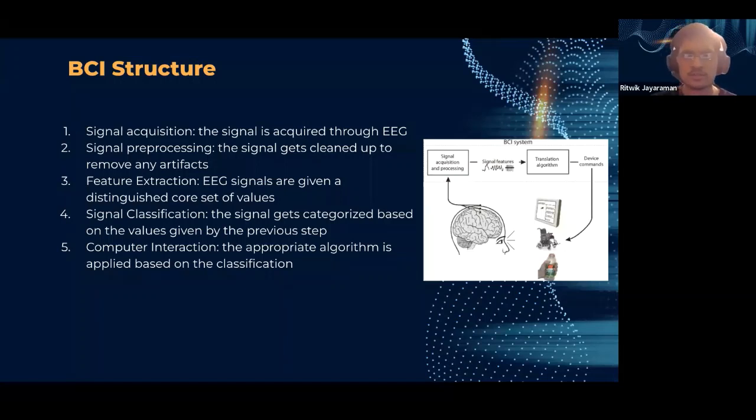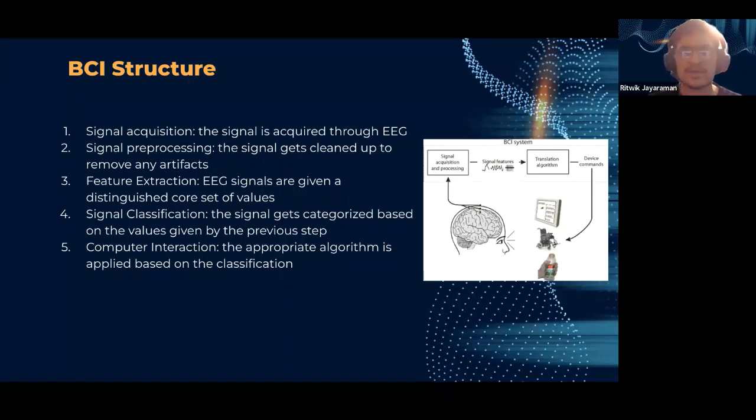Third is feature extraction, and this is where EEG signals are given a distinguished core set of values. Because lots of EEG recordings are continuous, it is important to only take the parts of the data which are needed in order to construct the BCI. This is based mainly on when events or stimuli happen, and that's where we can do things such as epoching in order to get these specific parts. More on that later. Fourth is signal classification.